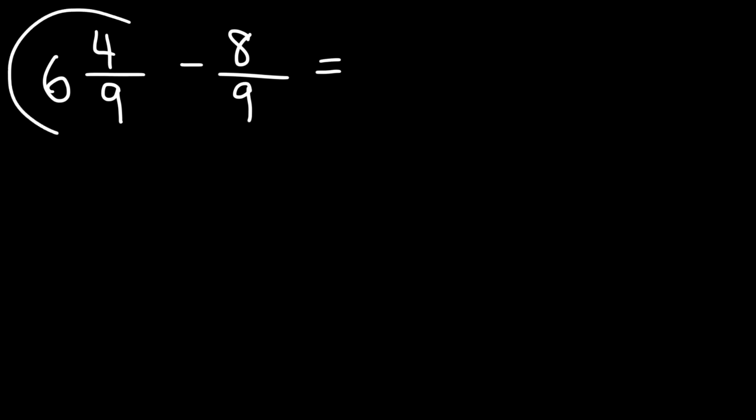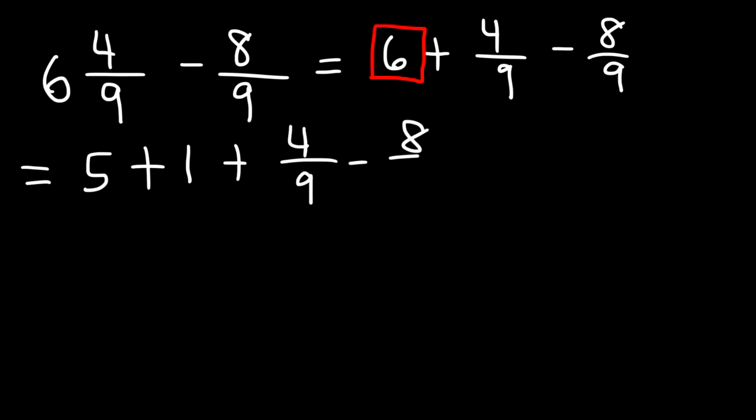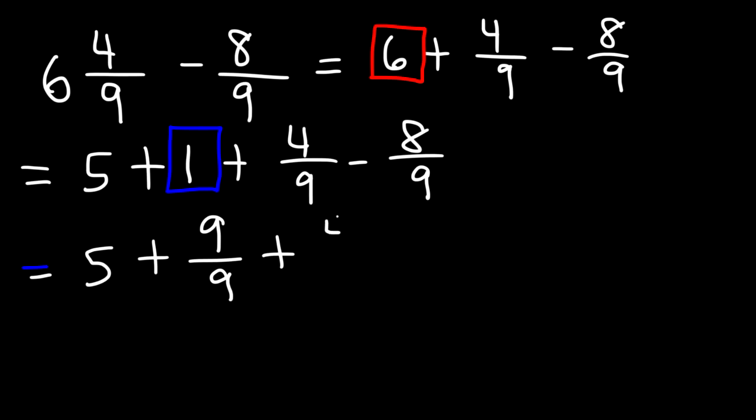So let's begin by expanding the mixed number. 6 and 4/9 is 6 plus 4/9. Now what we need to do is break down 6 into two smaller numbers. So I'm going to break it down into 5 and 1. Now 1, I can write that as 9/9 based on the common denominator of 9. And so I'm going to have 5 plus 9/9 plus 4/9 minus 8/9.